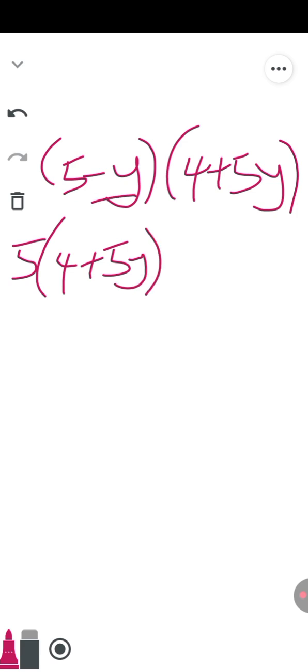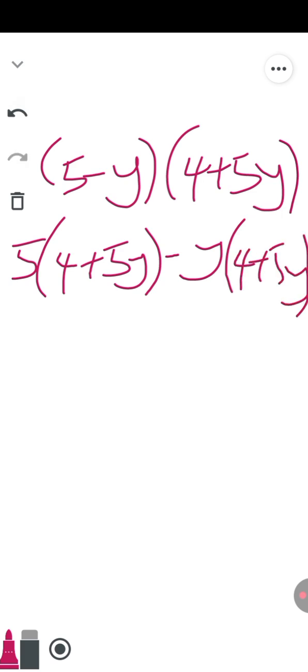Pick this one, minus y. Use it to multiply everything here again, 4 plus 5y. You see that? That's how to open the bracket like that. So let's do this. 5 times 4, that's 20. 5 times 5y, that's plus 25y. Done with that.